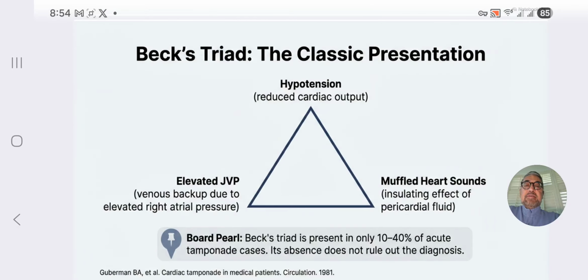The classic Beck's triad is noted in less than half the patients, and includes hypotension, elevated jugular venous pressure, and muffled heart sounds. Muffled heart sounds are a result of the insulating effect of pericardial fluid. Elevated jugular venous pressure is because of venous buildup. Hypotension is because of left-sided decreased cardiac output.